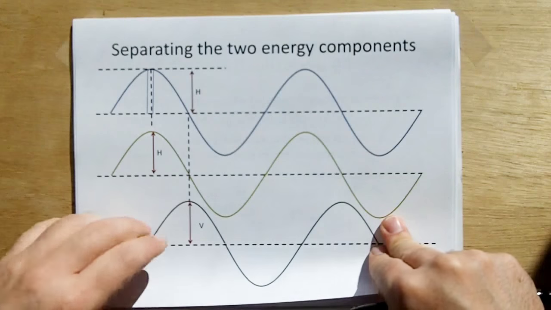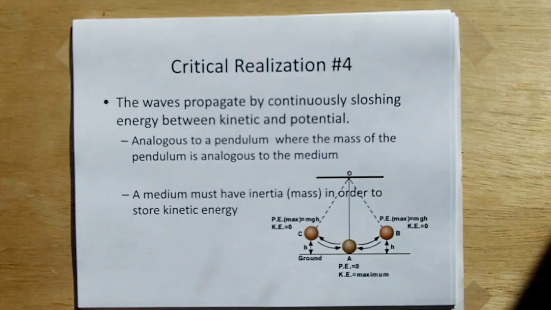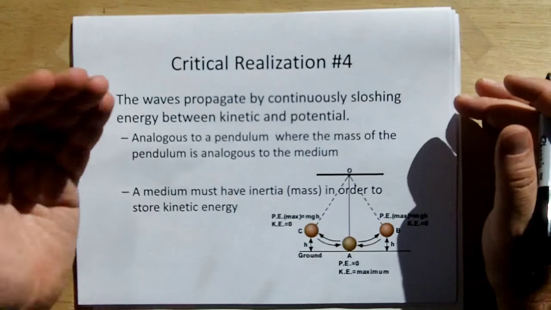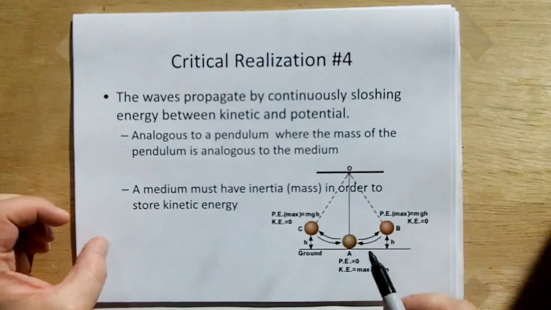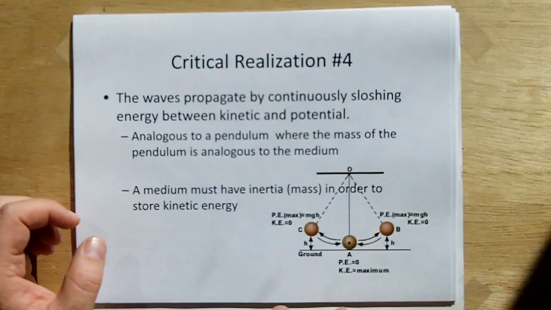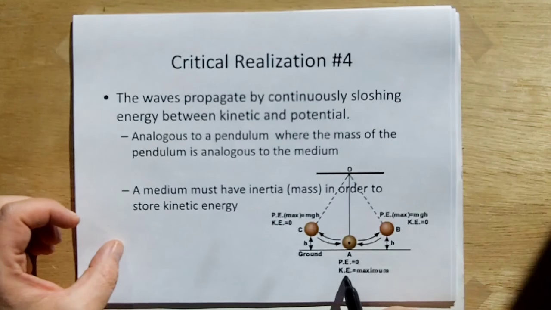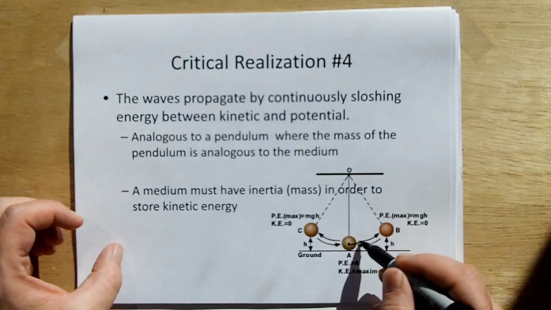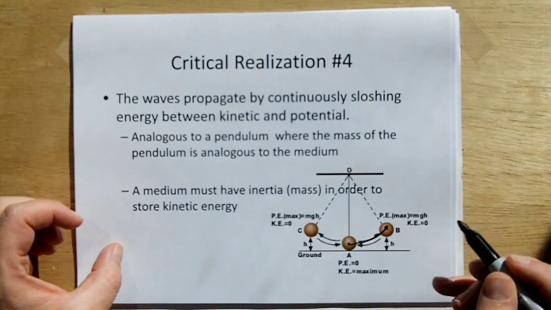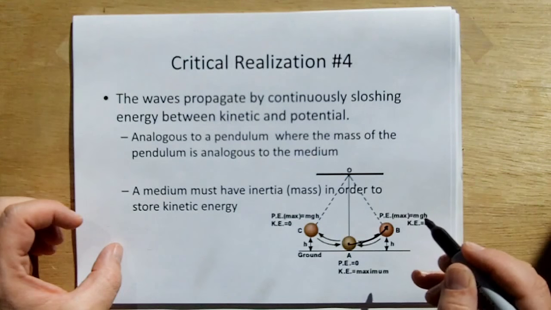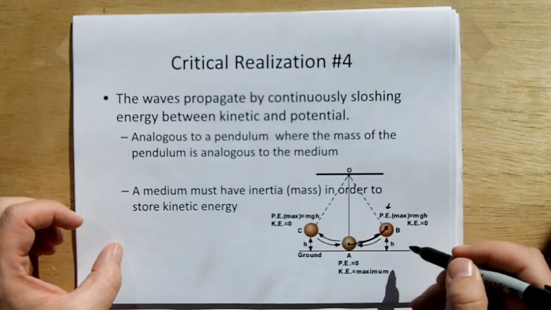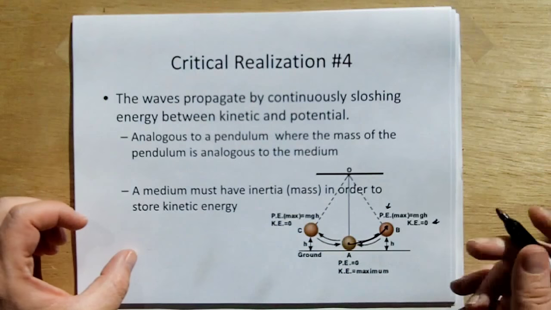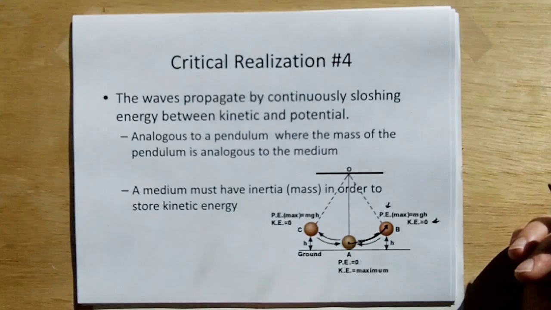So now we've got to separate the two energy components, the height and the velocity. And this was stated before, critical realization: waves propagate by continuously sloshing energy between kinetic and potential. Just like the pendulum, at this point here where the pendulum is swinging the fastest, your kinetic energy is maximum and your potential energy is the minimum, not zero, it's just minimum. As the pendulum swings up against the force of gravity, the kinetic energy is converted into potential energy. And once it stops, you have maximum potential energy and your kinetic energy goes to zero. And this process repeats over and over again until the energy is lost due to losses.